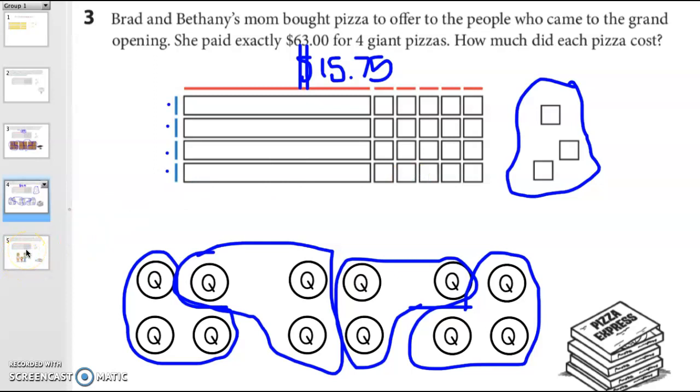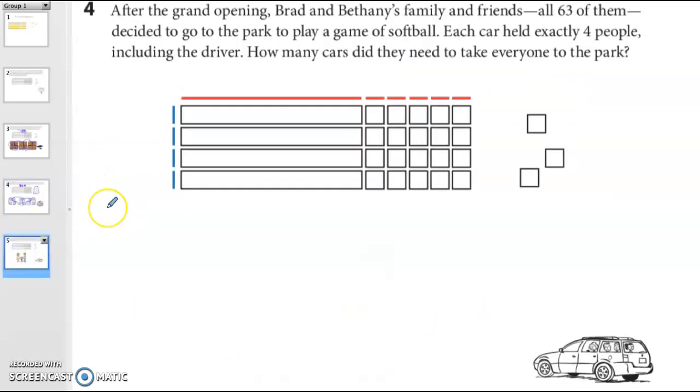All right, and how about our last one? This says, after the grand opening, Brad and Bethany's family and friends, all 63 of them, decided to go to the park and play a game of softball. Each car held exactly 4 people, including the driver. How many cars did they need to take everyone to the park? Now, we could say 15, but only 4 people could go into each car. So what happens to these 3 people? Do we leave them behind? Do we chop them into pieces and put them in each of their pieces in other cars?